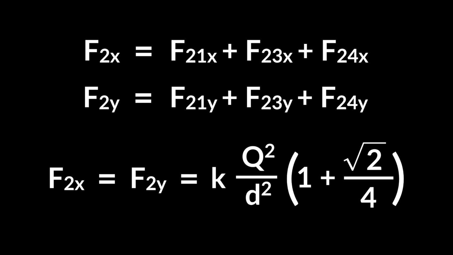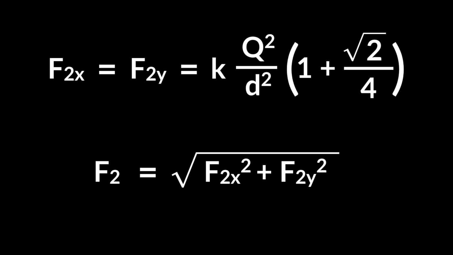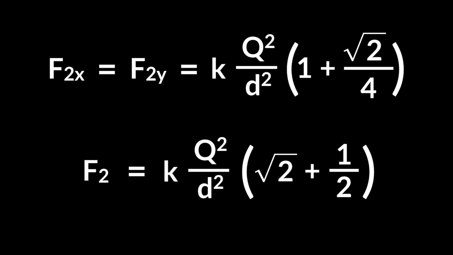Now we have the x and y components of our resultant vector, and to find the magnitude of the vector, we use the Pythagorean theorem. So F2 is equal to √(F2x squared plus F2y squared), and again we just plug in the values above, and we get that F2 is equal to kq squared over d squared times √2 plus 1/2.